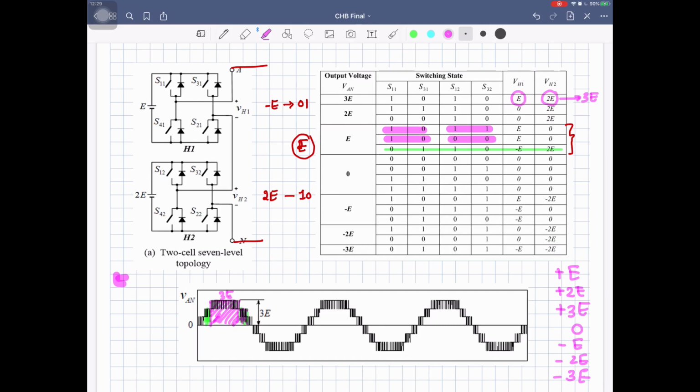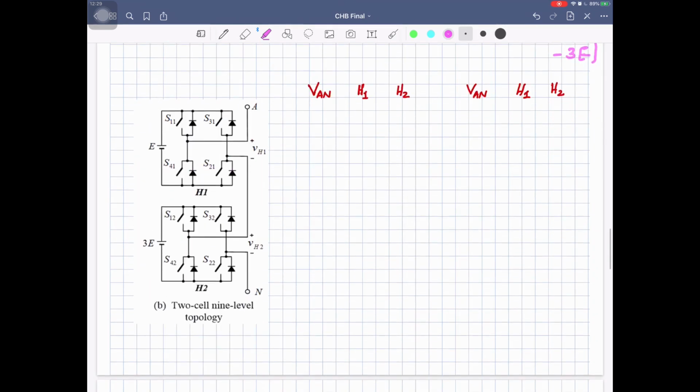Okay, so you will be getting 7 levels in the output voltage waveform, 3 in the positive part and 3 in the negative part, and 1 is the 0 level. So it is the 7 level inverter with 2 cells. This is one cell, the H bridge is being called a cell over here. Okay, now let's look at this one.